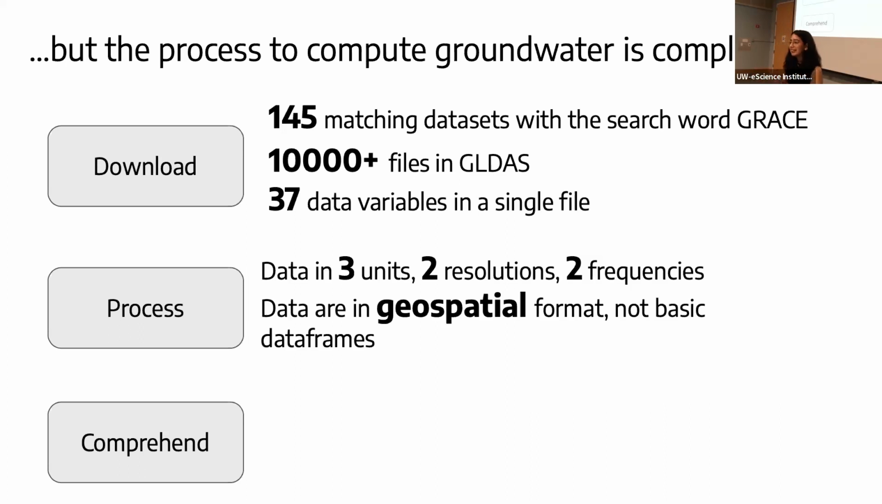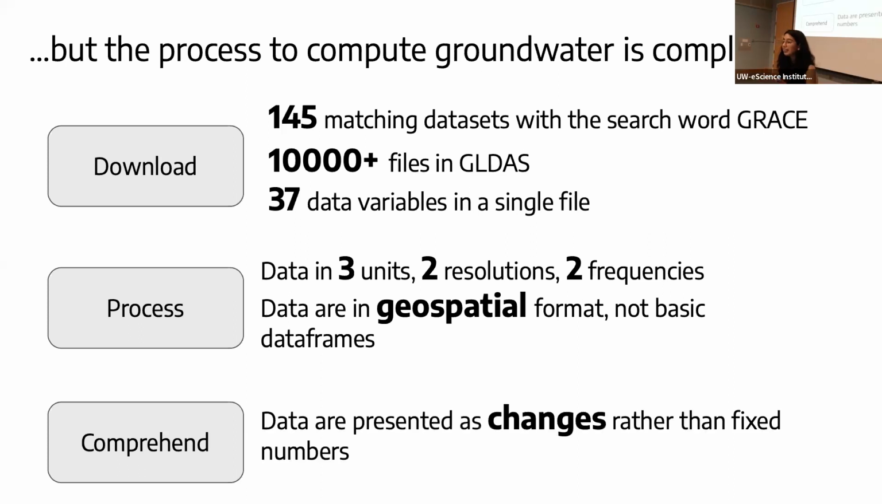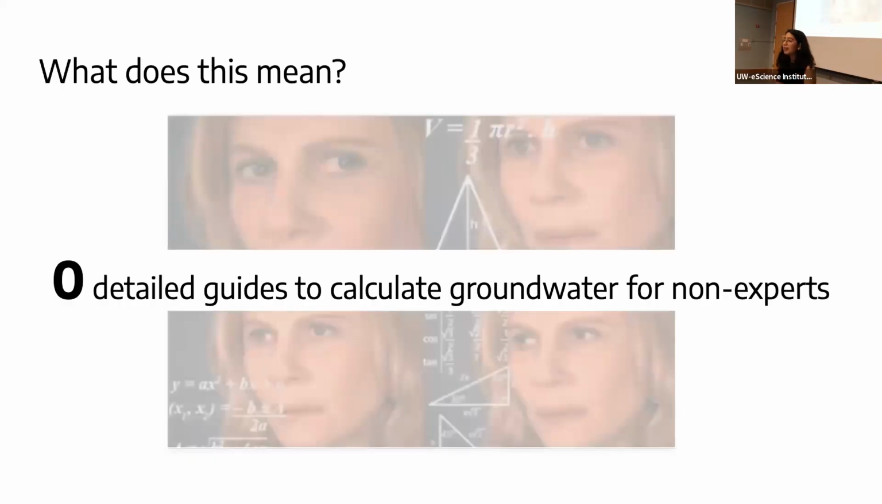And for processing, these data sets exist in different units, resolutions, frequencies. They also exist in a geospatial format, which many social science researchers are not used to. Finally, even if you can download and process these data sets, understanding these data sets is another challenge. The numbers are present in changes rather than fixed numbers. So basically what I want to highlight is that there is zero detailed guide to calculate groundwater for non-experts.